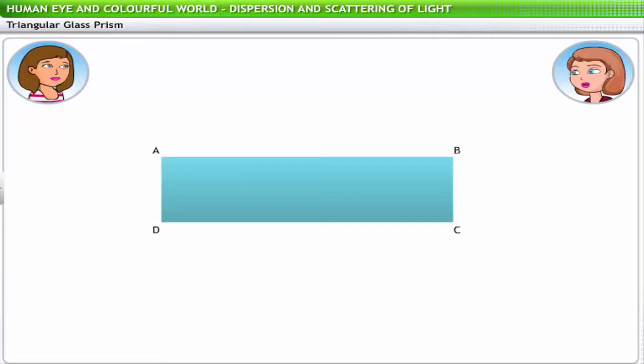Consider ABCD, the cross-section of a glass slab of a certain thickness. A ray of light is incident on the face of the slab, represented by AB. This incident ray refracts through the path shown. After refraction through the 2 surfaces, the ray emerges from the face of the slab represented by DC. The surfaces of the slab represented by AB and CD are parallel. Hence, the emergent ray is parallel to the incident ray.